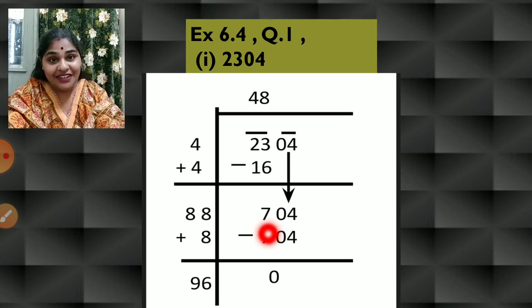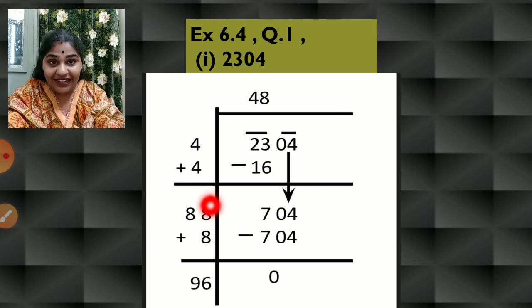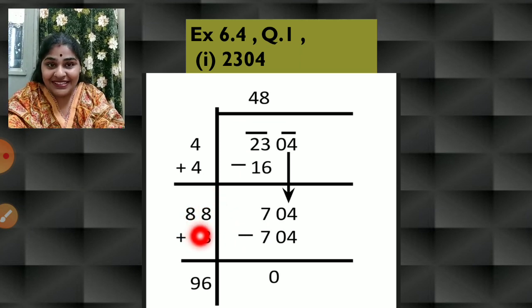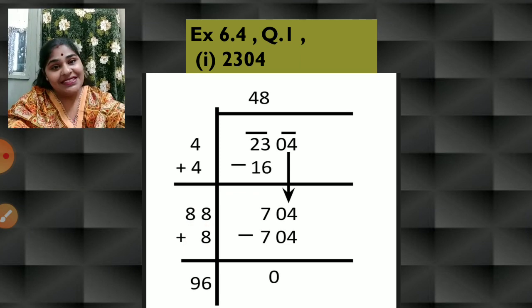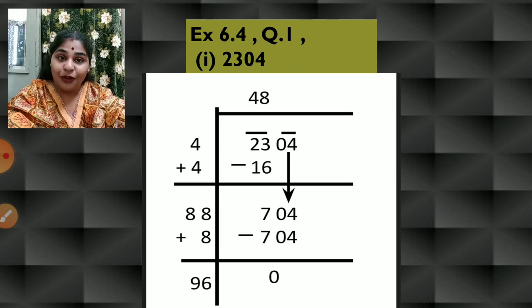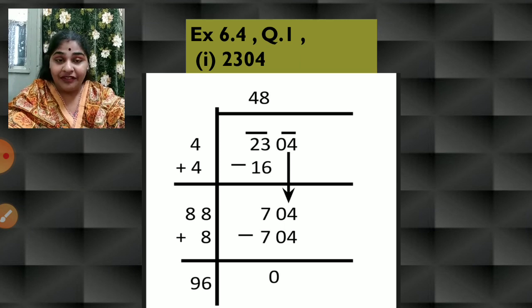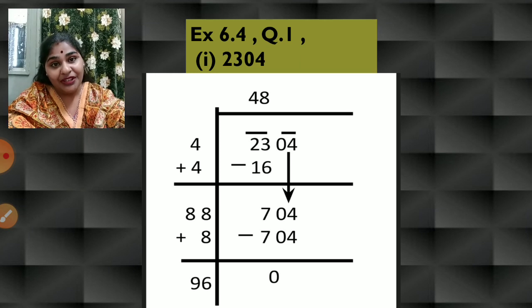Now as I said, today we will see one more step. Whatever number we have taken here, we will add that to this number. So 88 plus 8 will be 96. You have to add this one step again in all the sums which we have done from exercise 6.4 question number 1. Whenever you are writing in your notebook, this is how you are going to write. I hope this is clear.